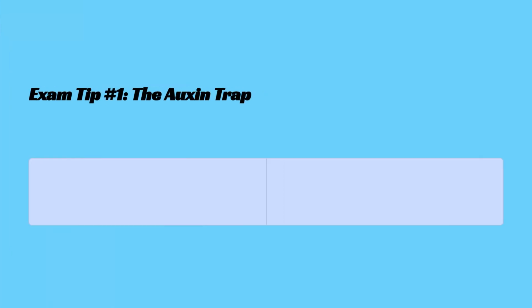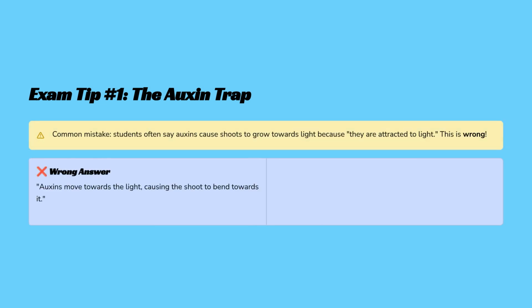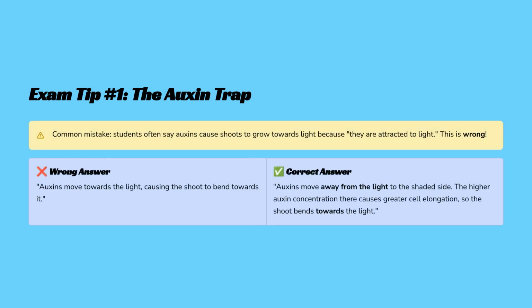The first exam tip is the auxin trap. Never say auxins are attracted to light. The correct answer is that auxins move away from the light to the shaded side, causing greater cell elongation there, which bends the shoot toward the light.